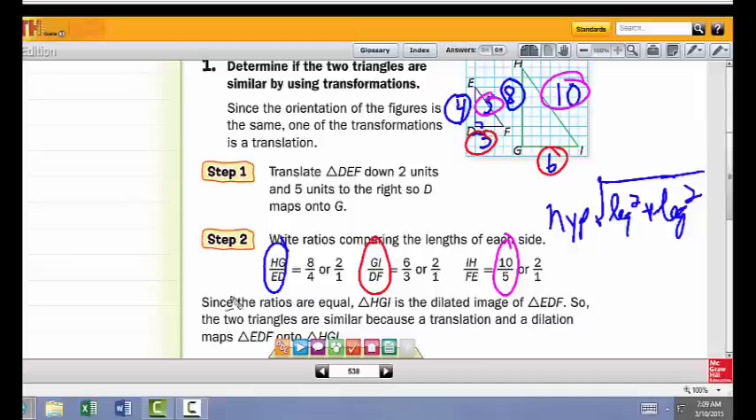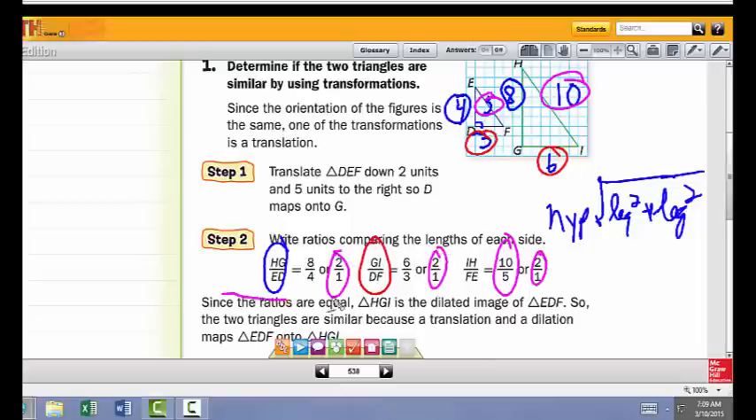But notice, and this is one of the things you're going to have to realize, you're going to have to be able to see when you have equivalent fractions. And it's looking like a fraction. In this case, you could just divide. 8 divided by 4, of course, is 2. 6 divided by 3 is 2. And 10 divided by 5 is 2.